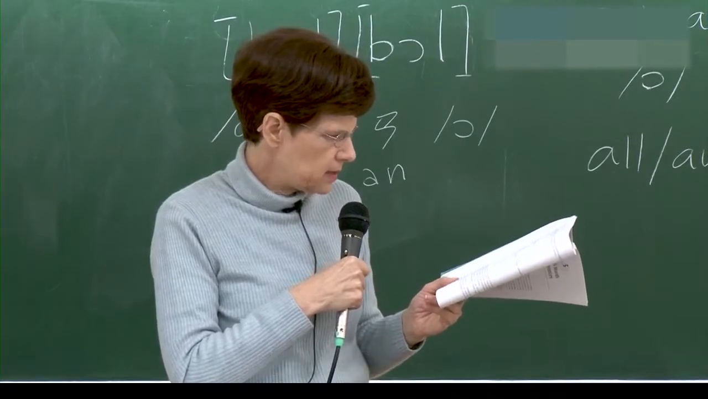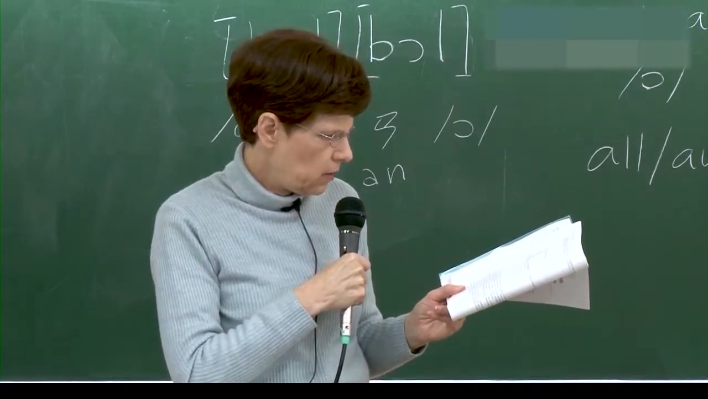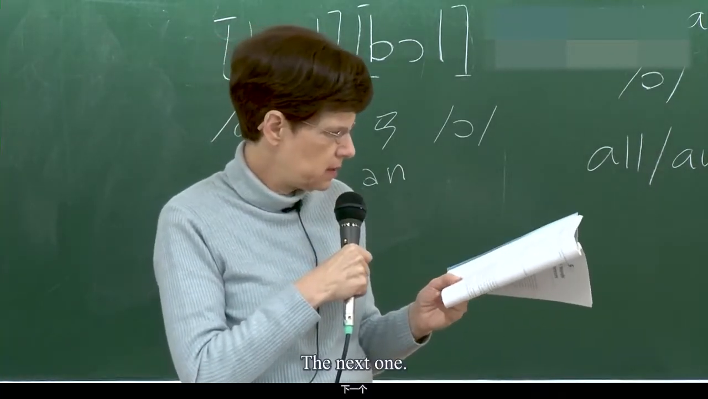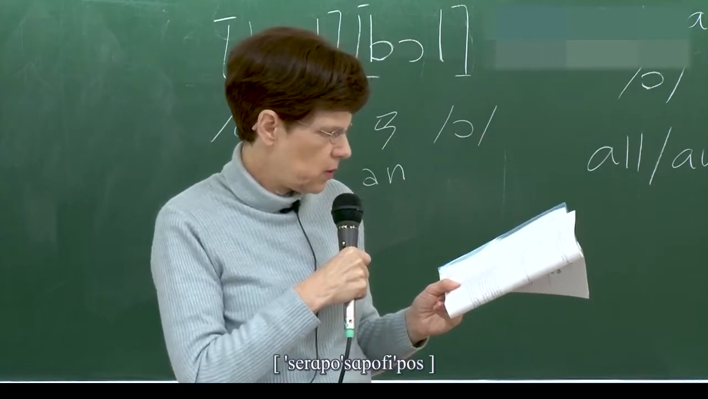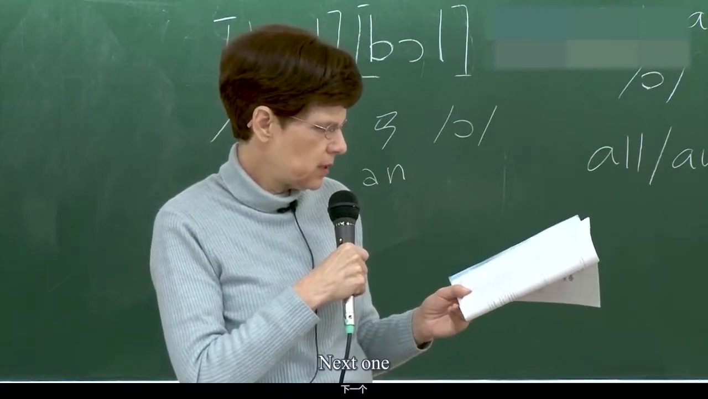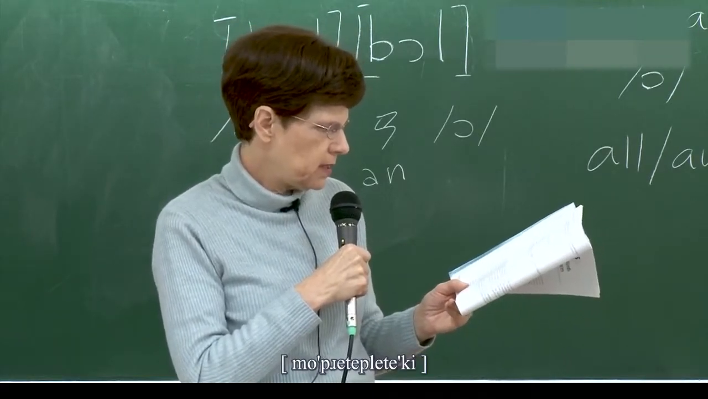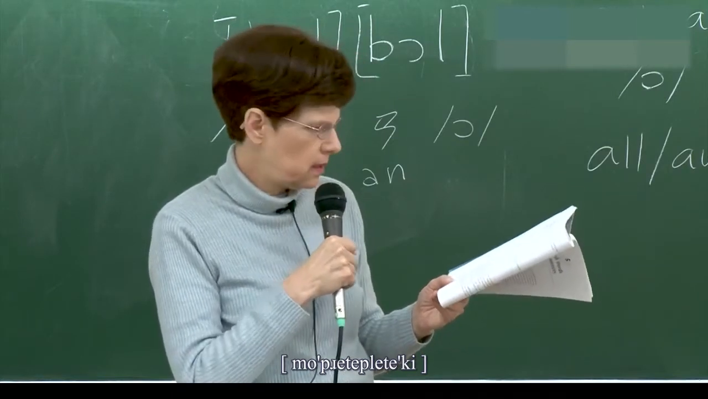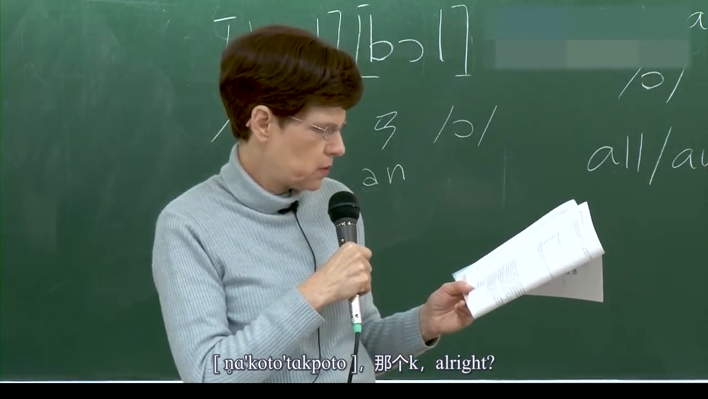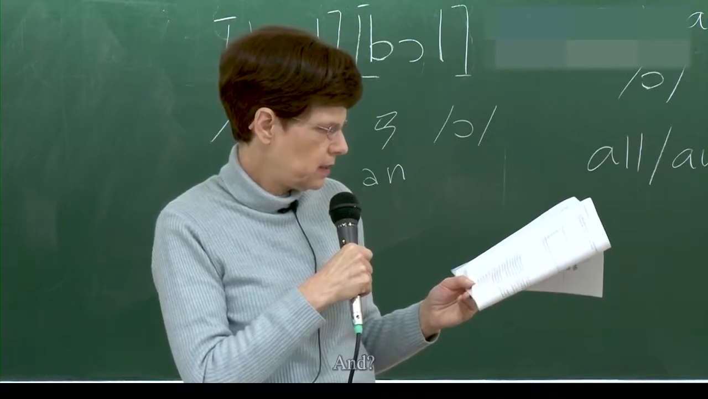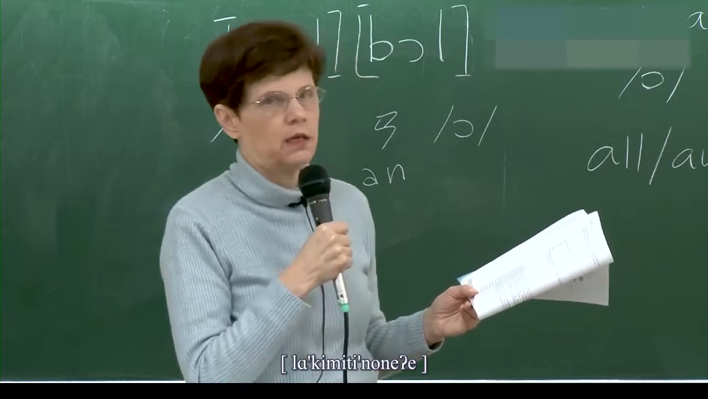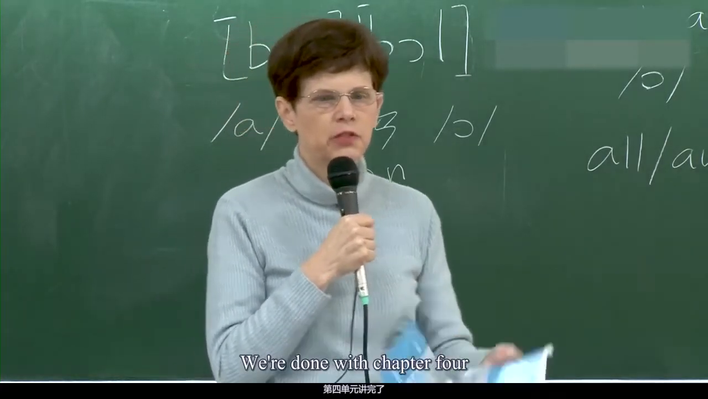Right, so watch the stress. So, fe again. Fe, mi, fe, vi, me, me. The next one. Se, ra, po, sa, po, fi, pos. That sounds Greek, doesn't it? Next one. Mo, pre, de, ple, de, gi. Okay, and? Na, ko, do, ta, po, do, tak. Like a K, all right? And? La, ki, mi, ti, no, ne, e. Okay, we've finished. We're done. We're done with chapter 4.